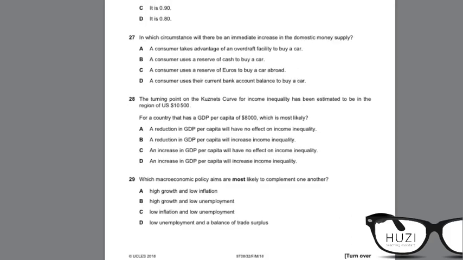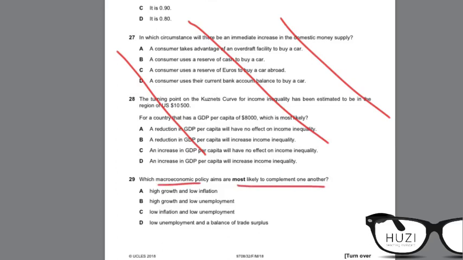Question number 29. We've done these. Which macroeconomic policy aims are most likely to complement one another? High growth and low inflation. So when there's growth, Y moves to Y star, so definitely no. High growth and low unemployment. This is actually likely. Low inflation and low unemployment. I don't think this goes together. And low unemployment, the balance of trade surplus. So yes, this is B. I think this should be B.